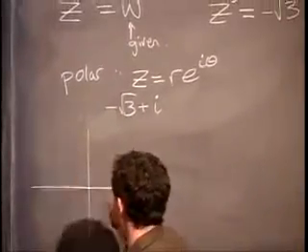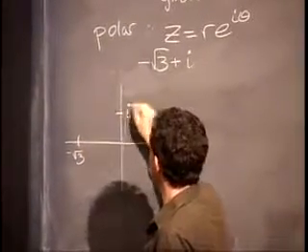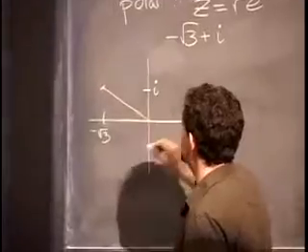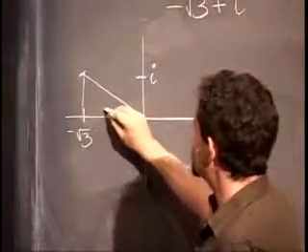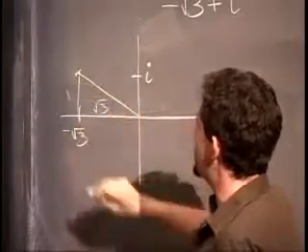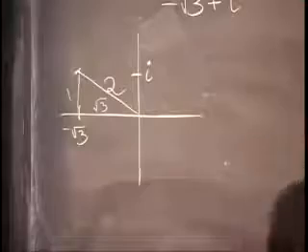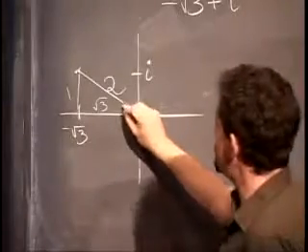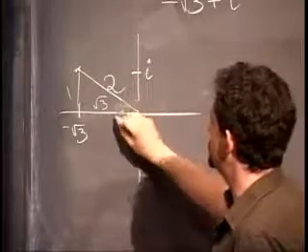So let's just draw it. It's minus root 3 plus i. There it is. So I think we already even saw something like this. It's a triangle of root 3 and 1. So 1 plus 3 is 4, square root is 2. And this reference angle, let's call it, I don't know, phi.